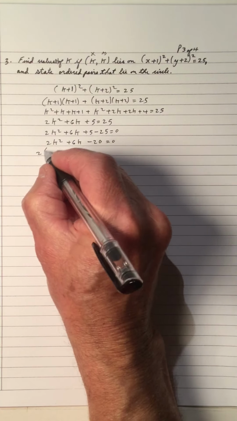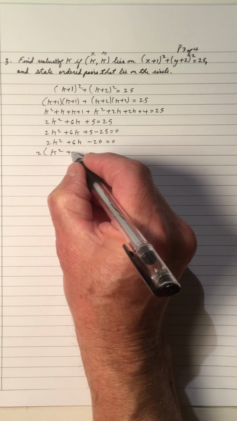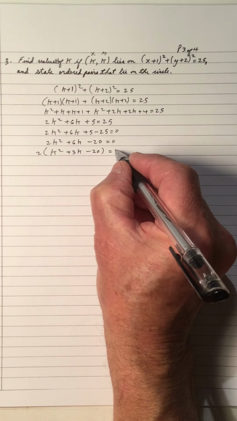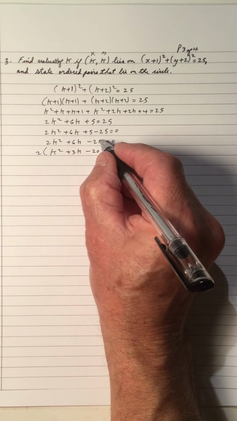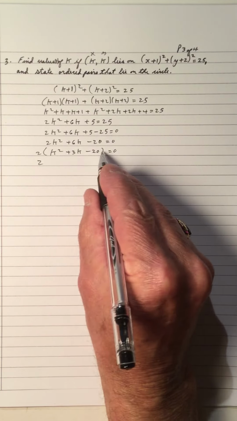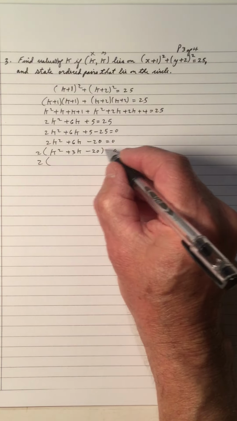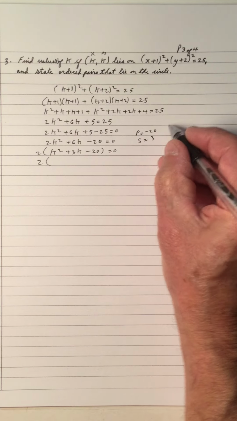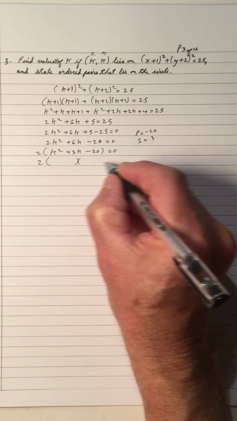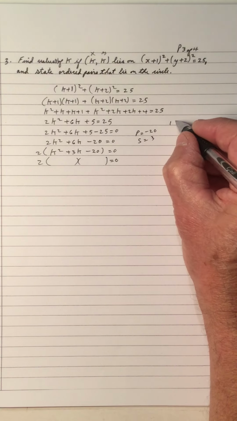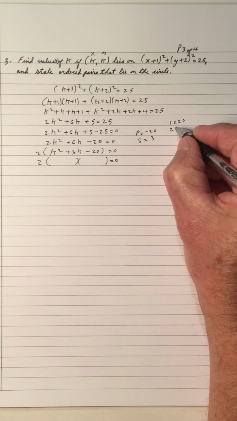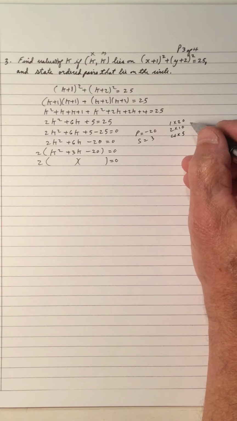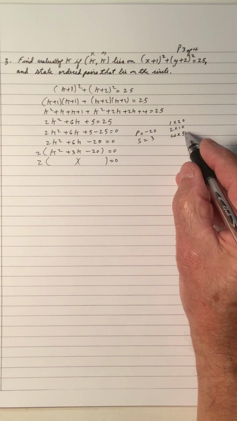2 is a common factor, so I'll take the 2 out. We always remove the GCF first if it's there, and we have a quadratic, so we're going to factor. And k squared and 20, the product is −20. The sum is 3. So let's see, we can find those factors. 1 times 20, 2 times 10, 4 times 5. And what pair of factors?